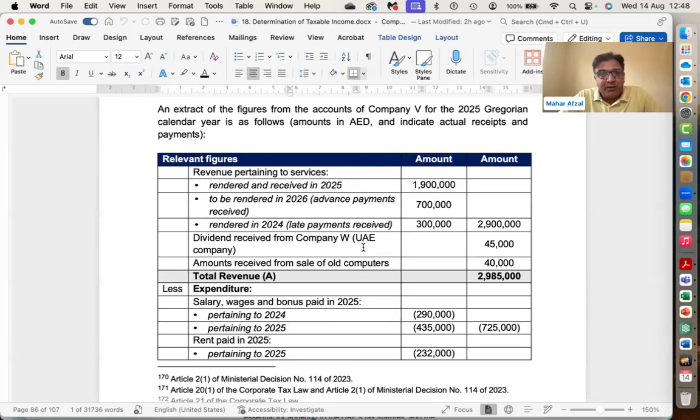Dividend received from the company W, a UAE company, assuming this is a resident juridical person, should be exempt. So it should not be subject to tax. It has been removed.